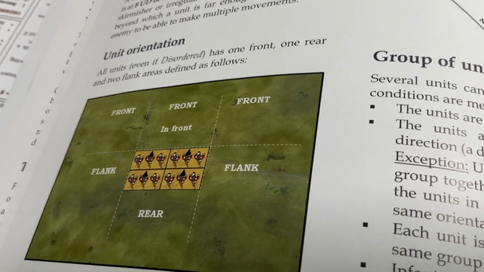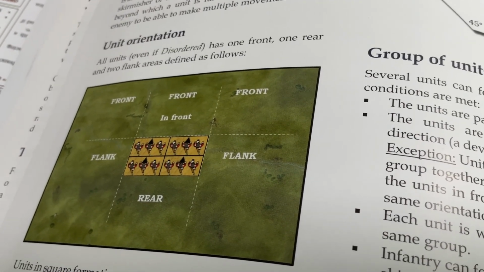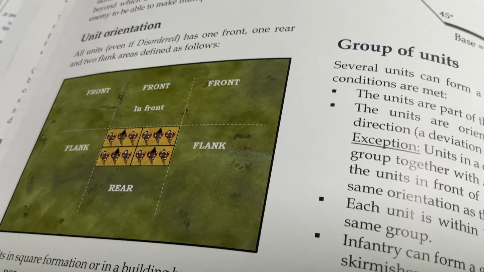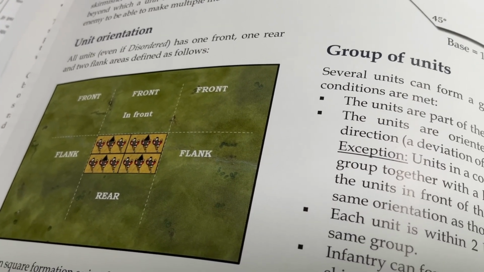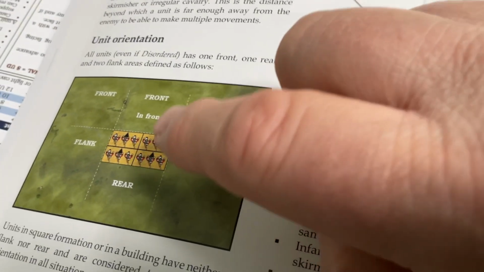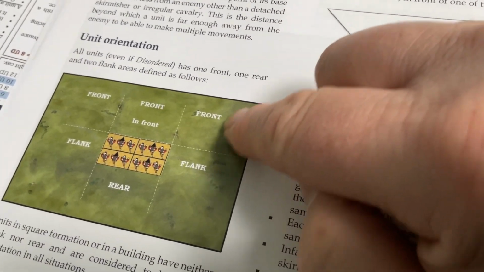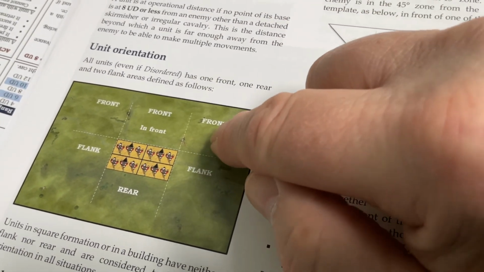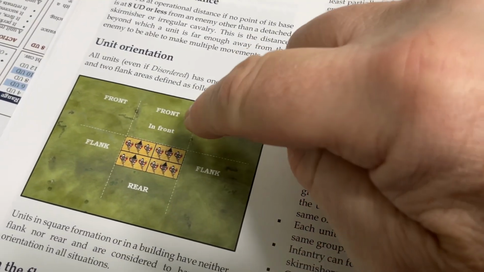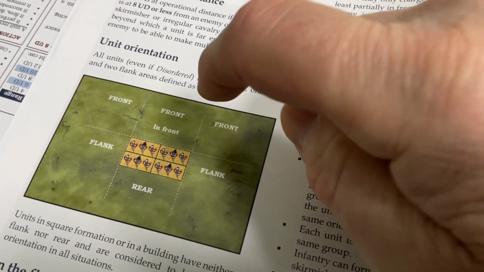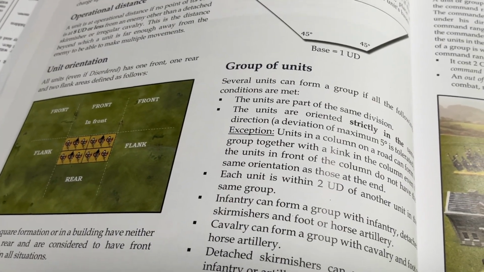For example, if you wanted to charge this flank, you needed to have at least part of the unit in the flank area, and no part of the unit in the in-front area, which is a little different from this. So, for example, if you had a unit here, it is a valid flank charge. If you have a unit here, it is not, because part of the unit is in the in-front area. Okay?